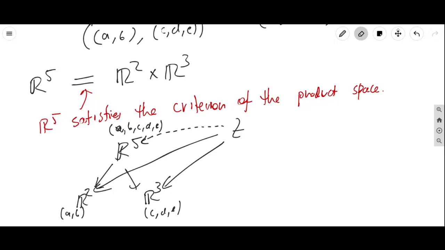Now, I want to talk about, so I realize that this lecture is going a bit longer than what we would like, but that's okay. So I want to talk about more products. And that is, what if you have, let's say, n spaces? You want to talk about a product of n spaces together. How would you do this?